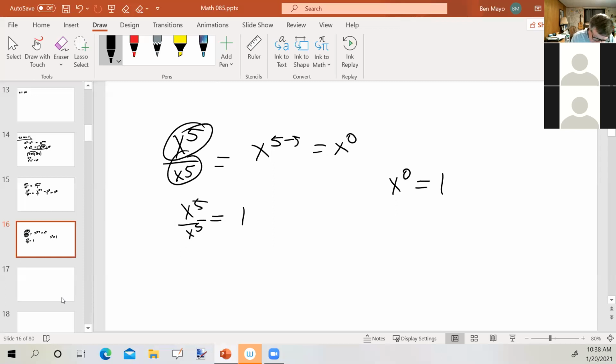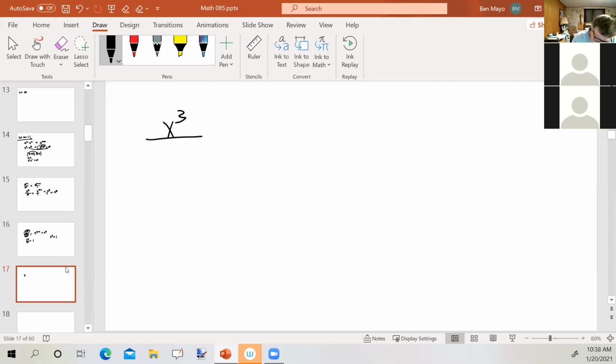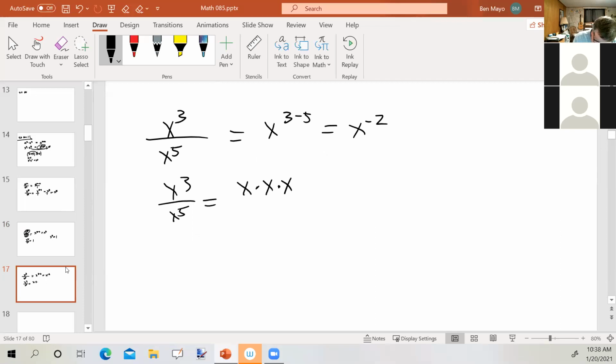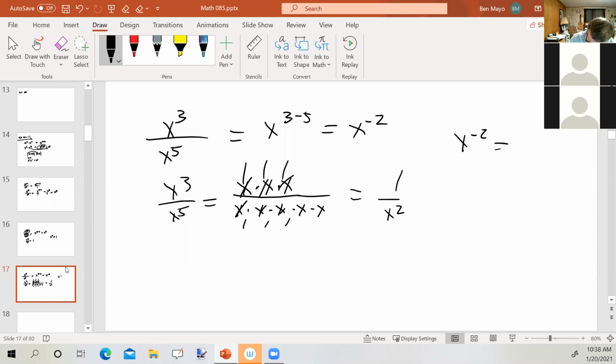All right. Another thing that comes up is you might have this case where the power in the numerator is smaller than the power in the denominator. So you end up getting a base, the x, to a negative power. But if we do this same problem and we write it out the long way, 3 factors of x over 5 factors of x, and then we reduce this down, we get 1 over x squared, which means x to the negative 2 equals 1 over x to the positive 2 power.